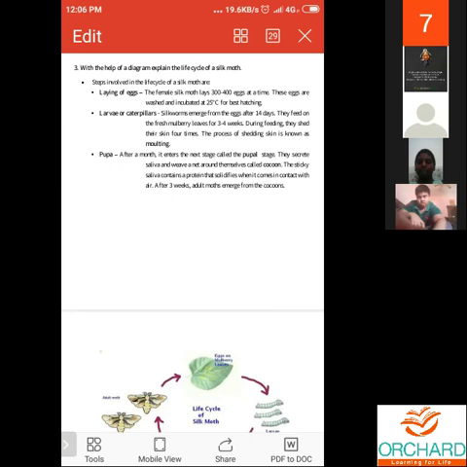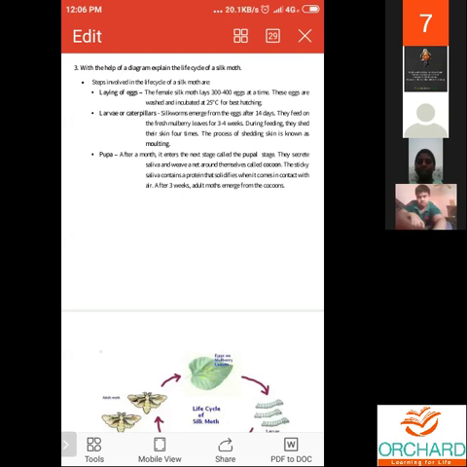Then after a month of feeding on mulberry leaves, it enters the next stage called the pupal stage or the pupa stage, where the cocoon is built. The caterpillar will secrete saliva and weave a net around itself called cocoon, and the saliva contains proteins which solidify when they come in contact with the air. So that's how the cocoon is built. So after 3 weeks, the caterpillar which is inside the cocoon, now the caterpillar is called pupa. It's not called the caterpillar once it is inside the cocoon.